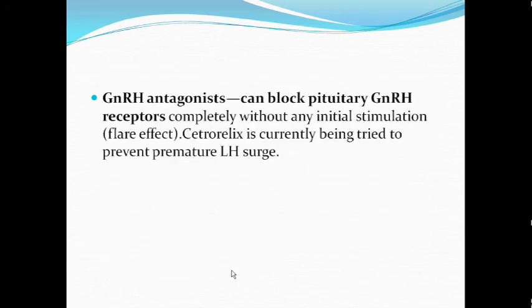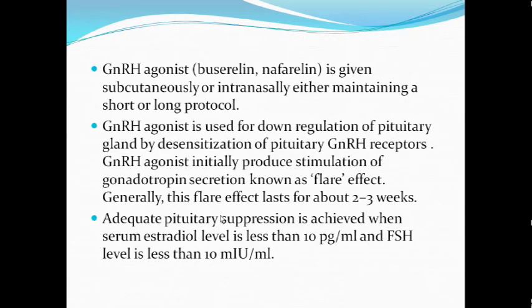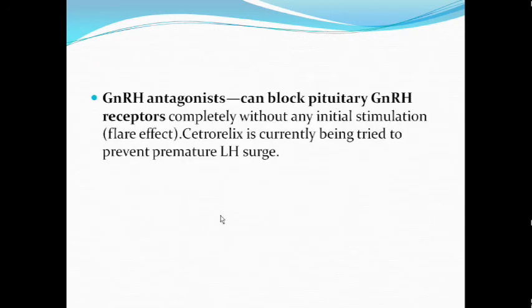GnRH antagonist can block the pituitary GnRH receptor completely without any flare effect. Cetrorelix is currently being tried to prevent premature LH surge. So to take control of the cycle yourself, you have to use GnRH agonists and antagonists to suppress the natural cycle of the pituitary and hypothalamus.